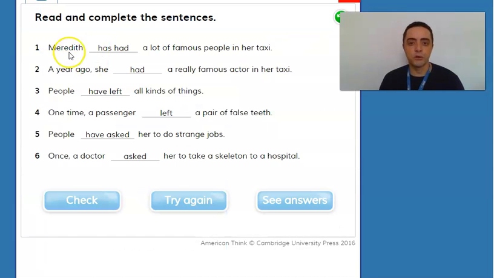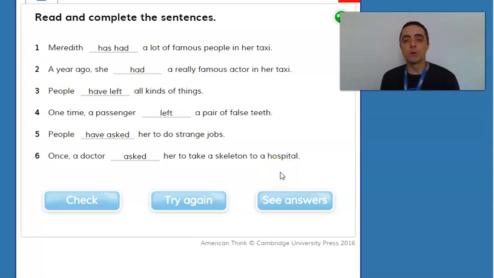So here I have the answers for you. Number 1, Meredith has had a lot of famous people in her taxi. Number 2, a year ago, she had a really famous actor in her taxi. Number 3, people have left all kinds of things. Number 4, one time a passenger left a pair of false teeth. Number 5, people have asked her to do strange jobs. And number 6, once a doctor asked her to take a skeleton to hospital.